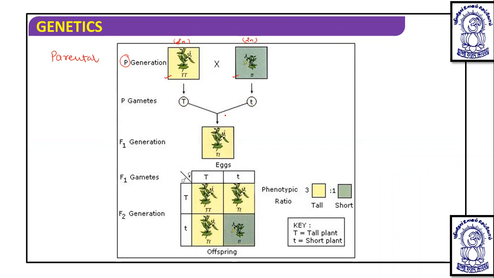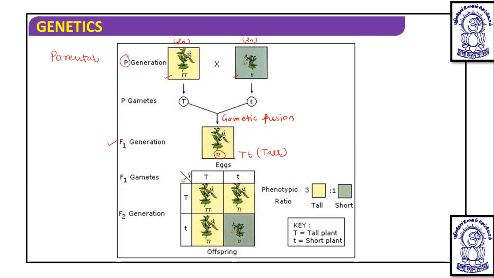After this, gametic fusion occurs, meaning the gametes fuse. When gametes fuse, they form a heterozygous plant, capital T small t, in the F1 generation. If you take a homozygous tall and a homozygous recessive dwarf plant, then the F1 generation will obviously be capital T small t due to gametic fusion. Its phenotype is going to be tall because tallness is the dominant trait. So in the heterozygous condition, tallness will be expressed.